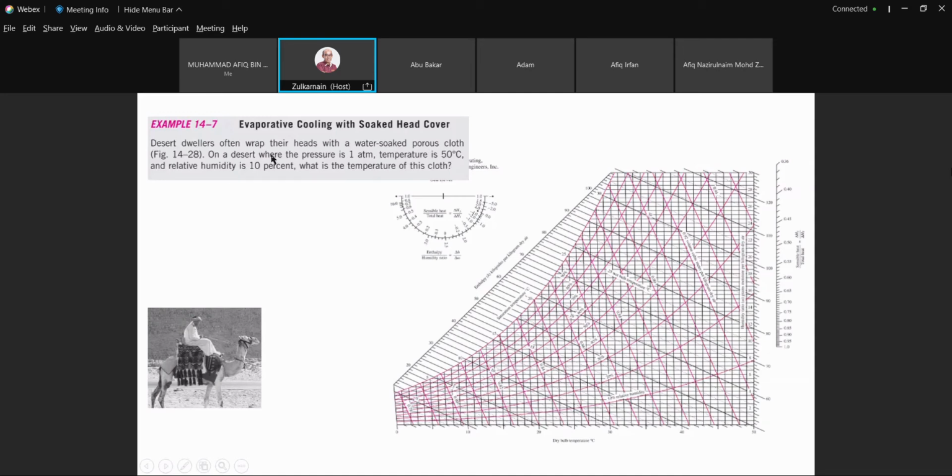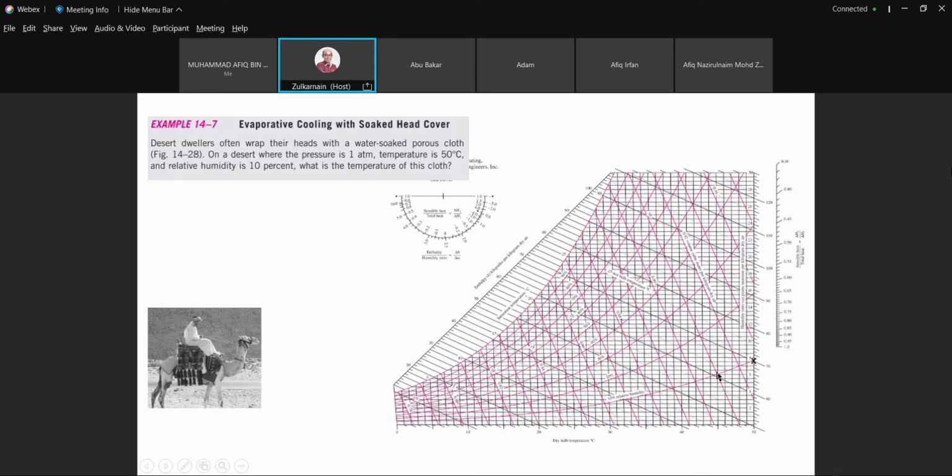Desert dwellers often wrap their heads with a soaked, water-porous cloth. On the desert where the pressure is 1 atm, temperature is 50 degrees C, and the relative humidity is 10%, what is the temperature of this cloth? So now the cloth refers to the cloth on top of the head. We call it serban. They used to soak it with water. So what is actually happening?